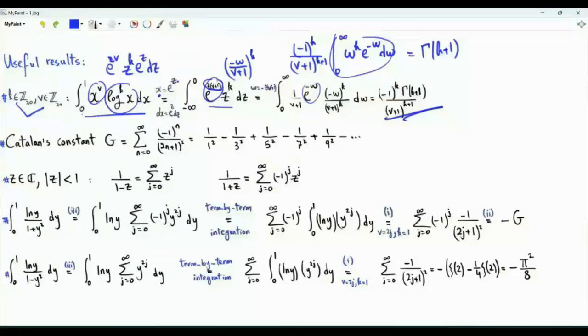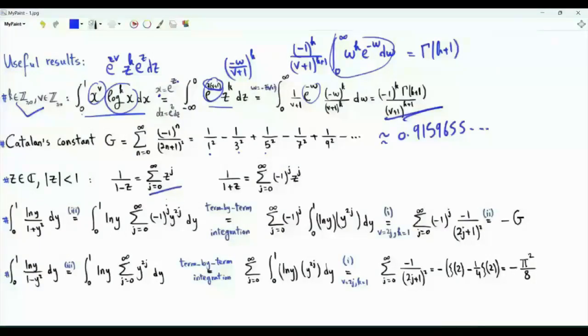Catalan's constant is the alternating sum of the reciprocals of the squares of the odd positive integers: 1 over 1 squared minus 1 over 3 squared plus 1 over 5 squared minus 1 over 7 squared and so forth. Its numerical value is approximately 0.9159655 and so on. Is it irrational? And if so, is it transcendental? These are still open problems.